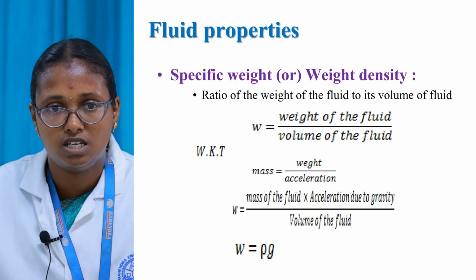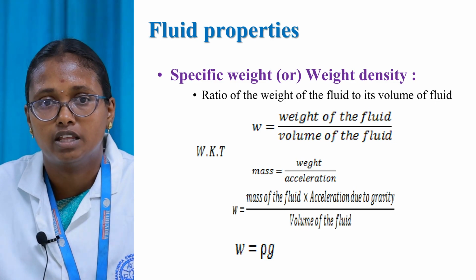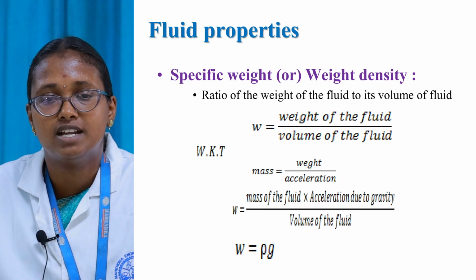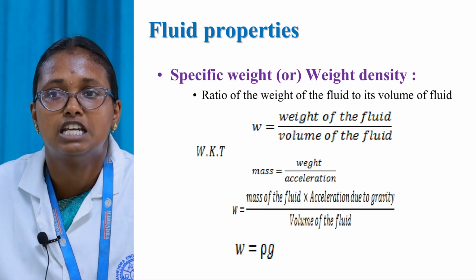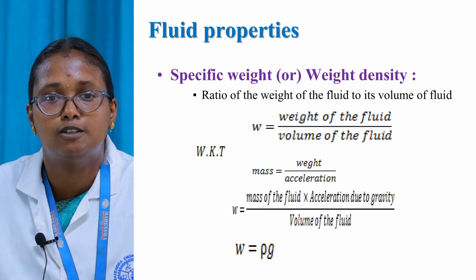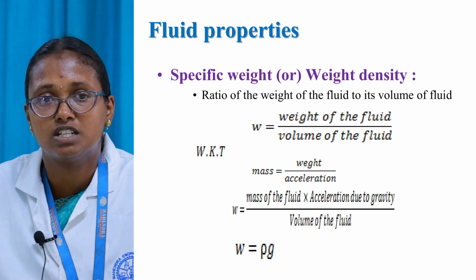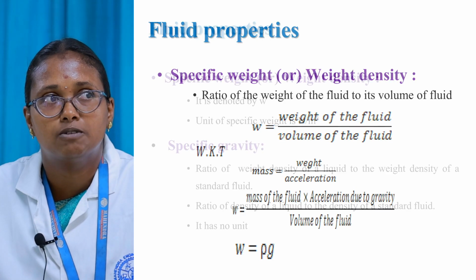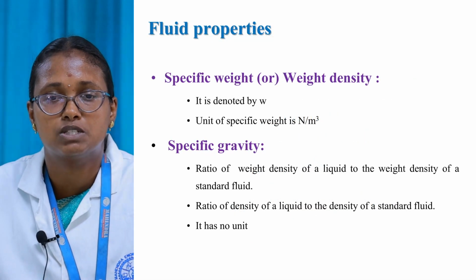It is denoted by g. It is common for all things, that is a constant value. Therefore weight density is equal to mass density into acceleration due to gravity. That is W is equal to rho into g. So this is the thing. Next, what is the unit of this? Newton per meter cube. The next property is specific gravity.